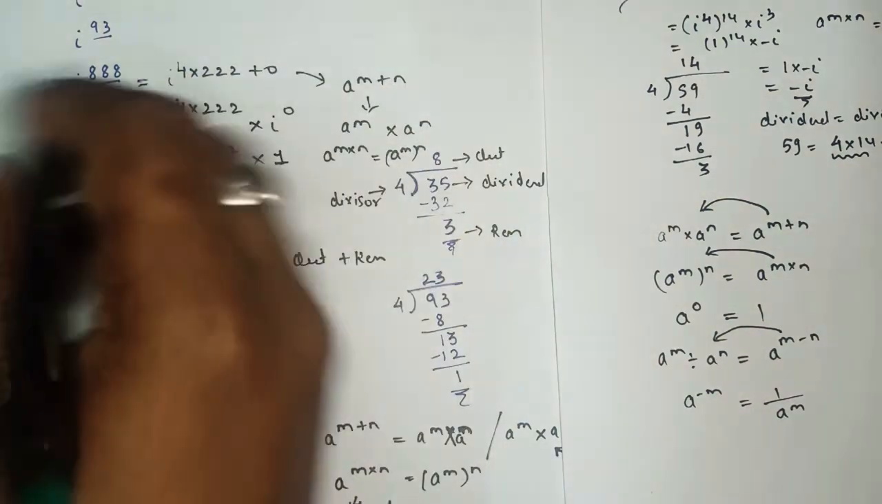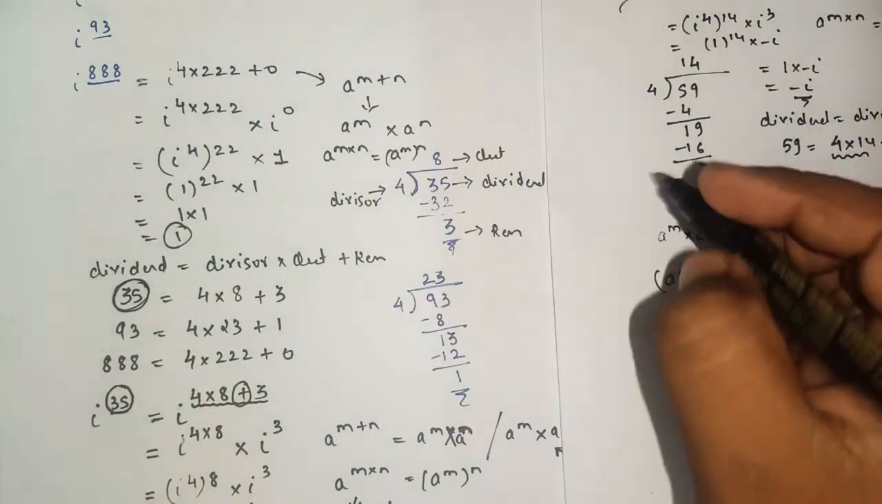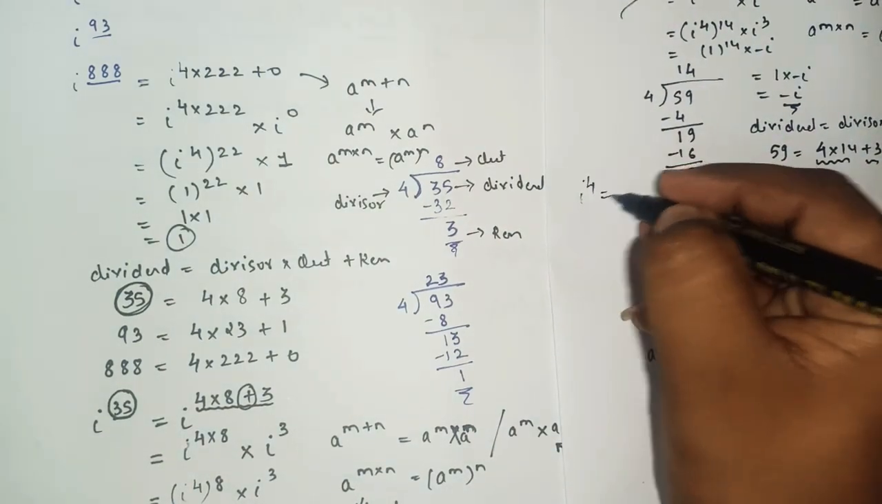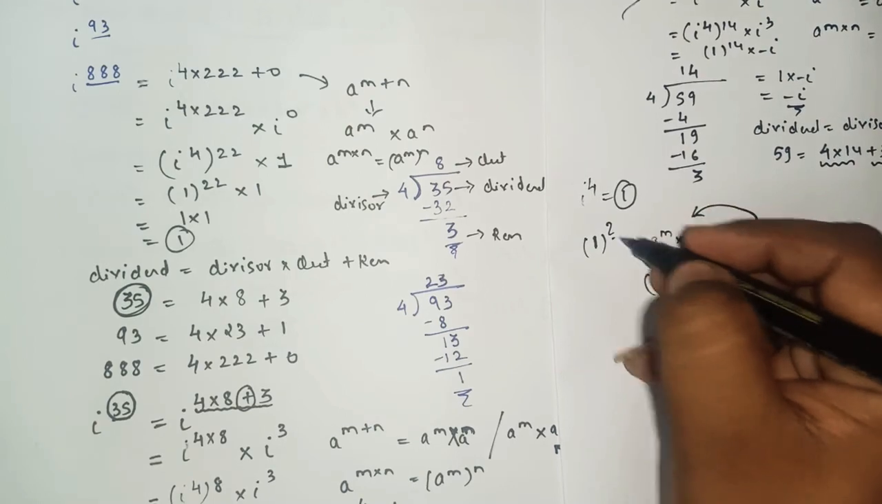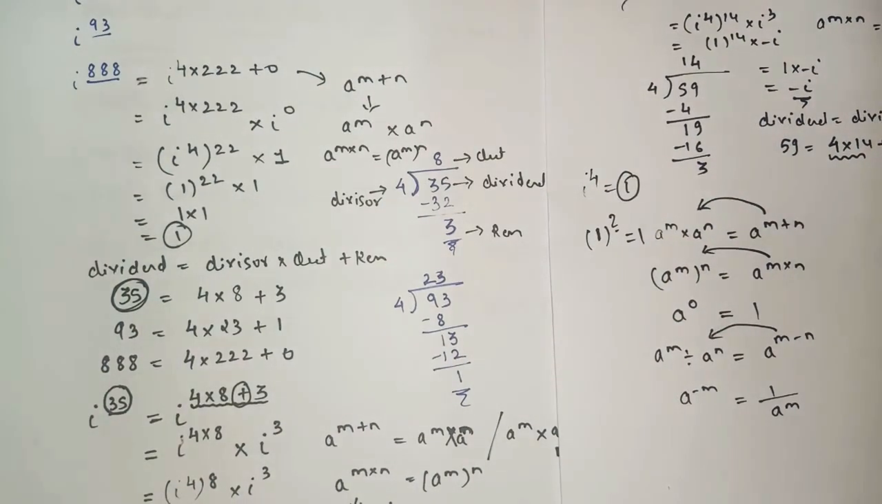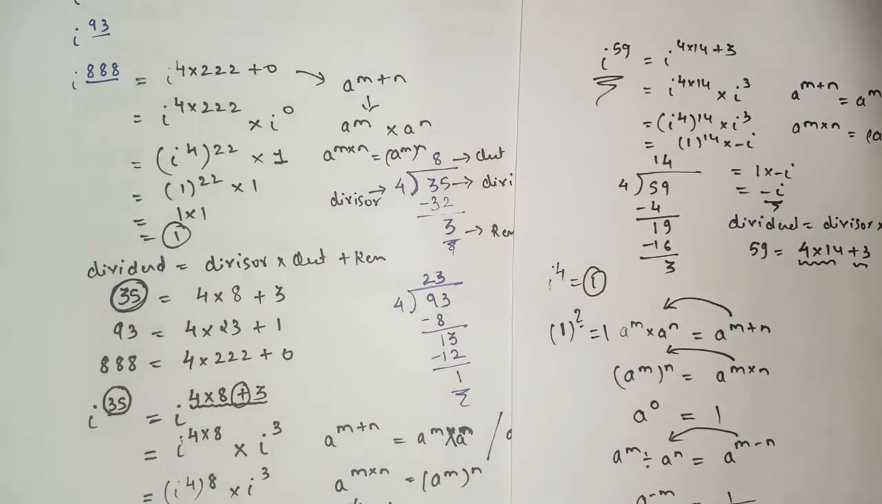So in this way you will find your answer, and always break the number, whatever number we have, 1000, 10,000, always break the number with respect to 4 only. Why with respect to 4? Because i raised to 4 we know is 1, and 1 raised to any power will always be 1. So that's why I am saying always break the number with respect to 4 only. Okay, got the point? Understood?